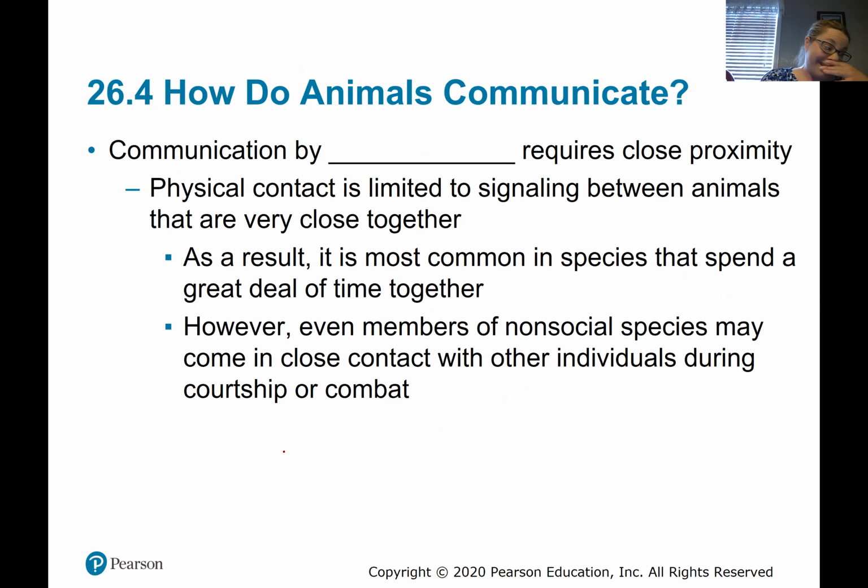And the last one is going to be communication by touch. When there's close physical contact, it can signal between two animals. If you think of a special ops team getting ready to breach a building or whatever, they'll give each other basically touch signals on which way to go, left or right, or stop or whatever. And so that's a way to communicate with each other, through touch.